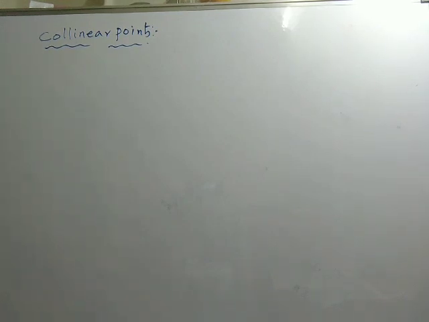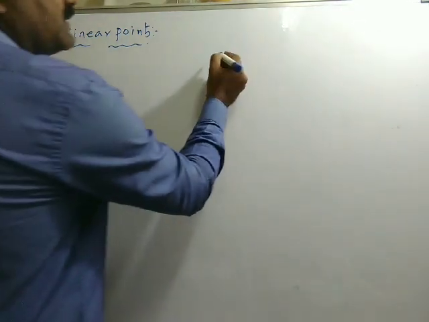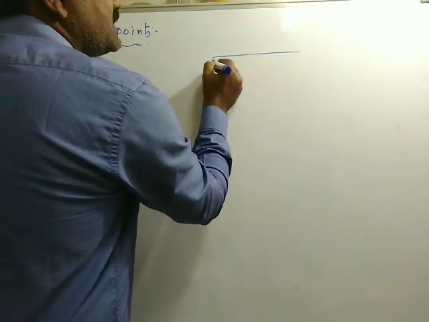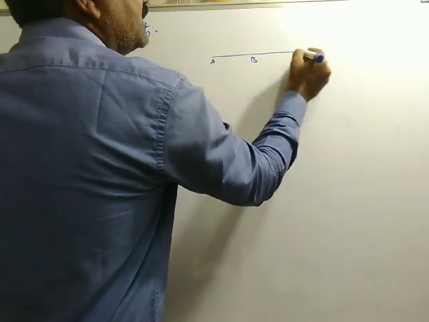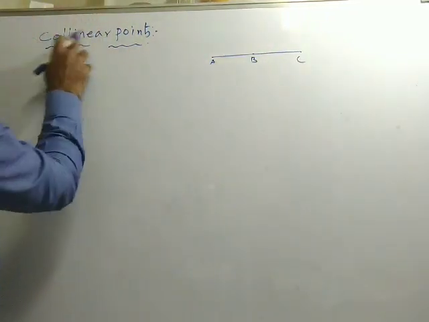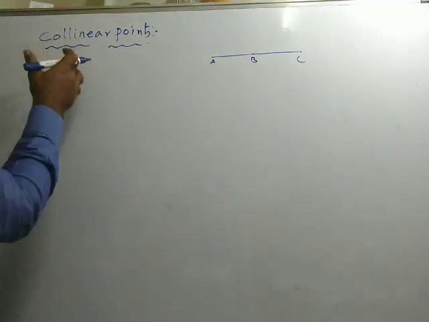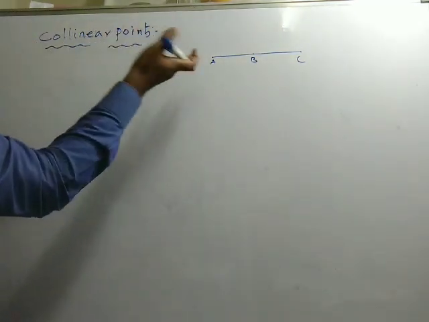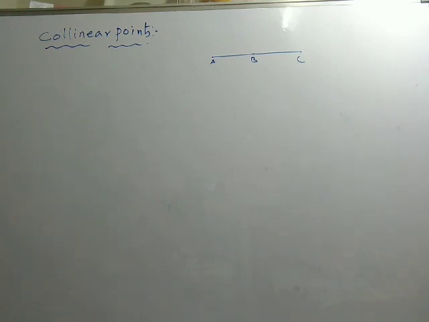Coming to collinear points. Three or more points are said to be collinear if they lie on the same line, as we already discussed. For example, A, B, C are three points. If they are collinear, nothing but co-linear, they must lie on the same line. Hence the points are said to be collinear.